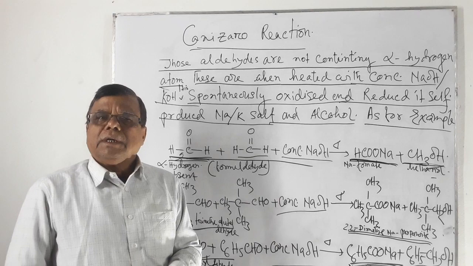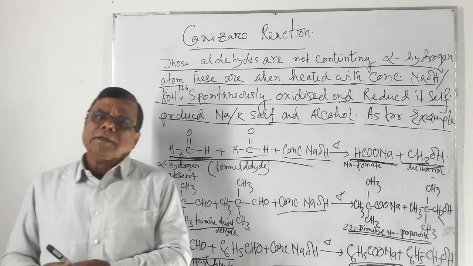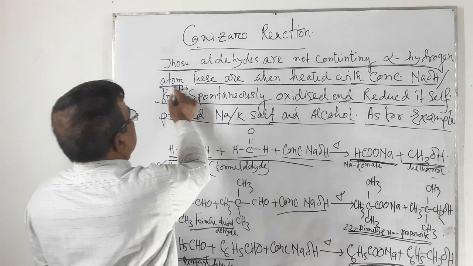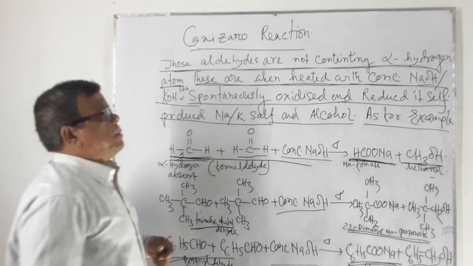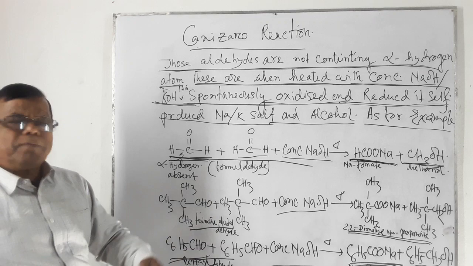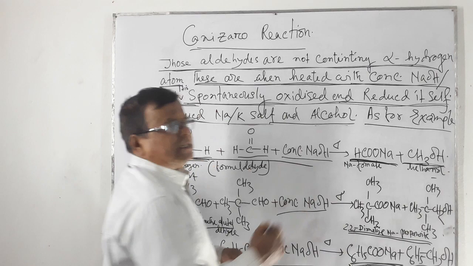This is the Cannizzaro reaction, which is very important in the case of aldehydes. That is, those aldehydes that do not contain an alpha hydrogen atom, when heated with concentrated sodium hydroxide or potassium hydroxide, are spontaneously oxidized and reduced at the same time, producing a sodium or potassium salt and an alcohol.